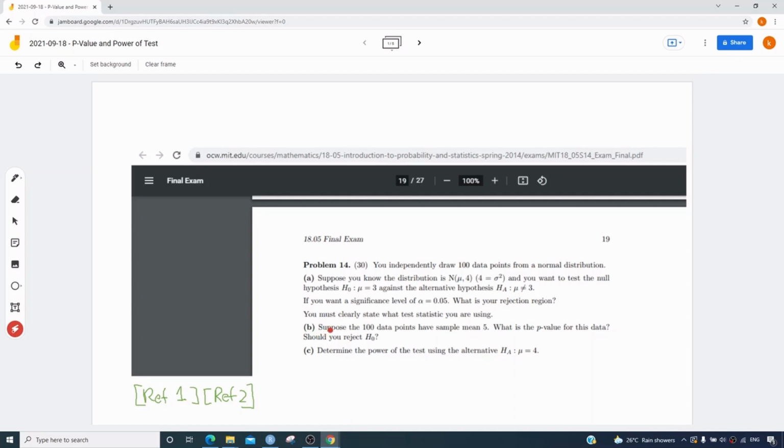In part B, suppose the data has 100 data points with sample mean 5. We need to calculate the p-value for this data, and we need to provide the answer if we need to reject H0. And the final part is we need to determine the power of the test using the alternative HA where mu equals 4.